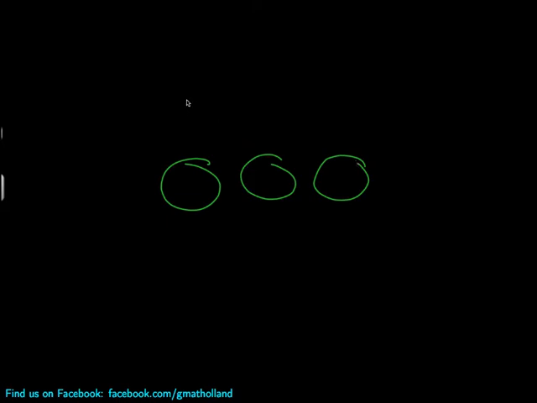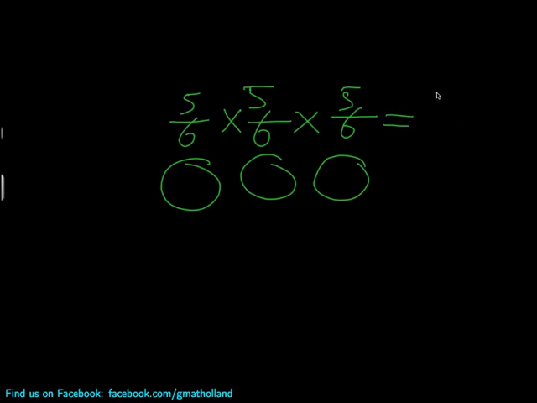Now, the probability of not observing a 2 at the first roll is 5/6. The probability of not observing a 2 in the second roll is also 5/6. And on the third roll, it's also 5/6. So the probability of not observing a 2 at all in the 3 rolls is 125 over 216.